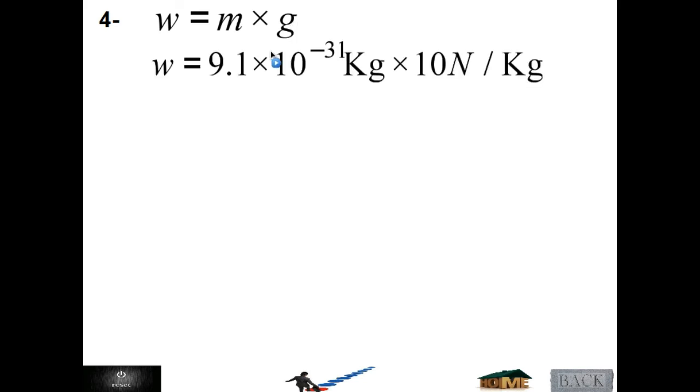The weight equals mass times gravity. The mass is 9.1 times 10 to the power minus 31 kilogram times 10 Newton per kilogram. The answer will be 9.1 times 10 to the power minus 30 Newton.